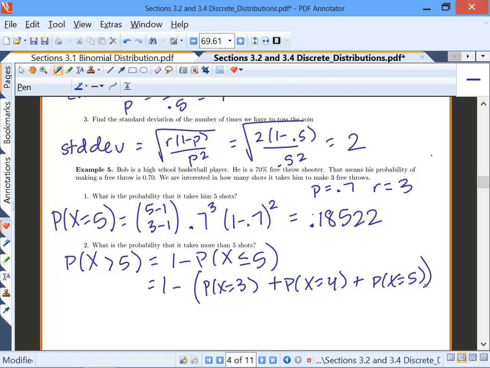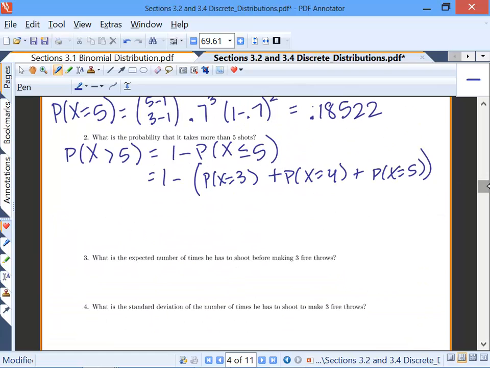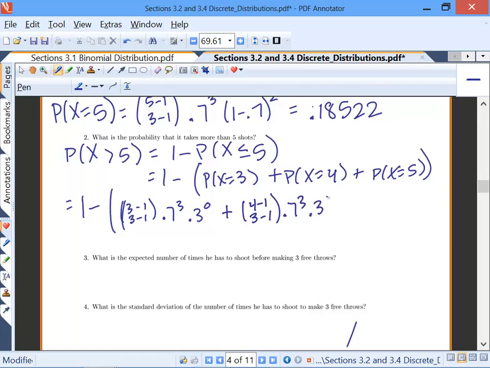Because he has to try at least 3 times to make 3 shots. So the probability that x equals 3 would be 3 minus 1 choose 3 minus 1. He needs to make 3 shots and miss 0 shots. For 4, it's going to be 4 minus 1 choose 3 minus 1. He needs to make 3 and miss 1. And then we already know the probability that x equals 5.